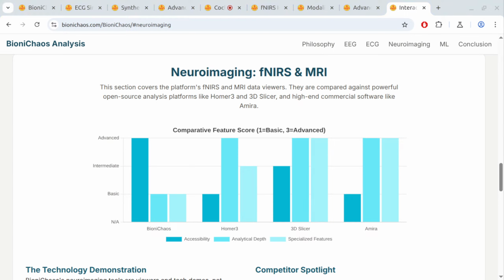Sure. I can go over the neuroimaging section with you again. It looks like Bionic Chaos and 3D Slicer have the highest accessibility, while Homer 3 and Amira have the highest analytical depth. 3D Slicer also has the highest specialized features. Is there anything particular you want to focus on regarding these tools?